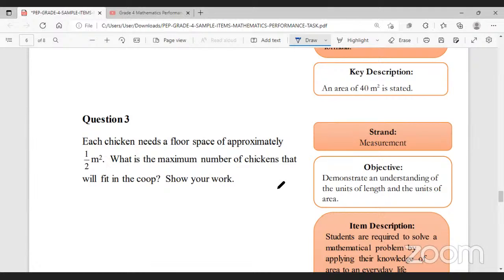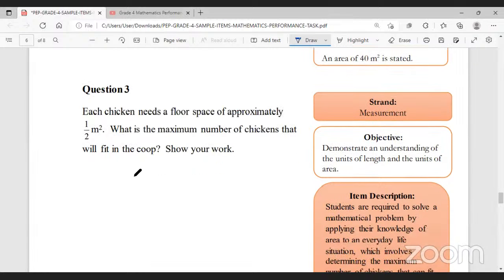All right, so we should show our work. In this item, we're also again required to solve a mathematical problem applying our knowledge of area to everyday life. So to find the maximum number of chickens that will fit in the coop, we will use the area, which we just got, which is 40 meters square.